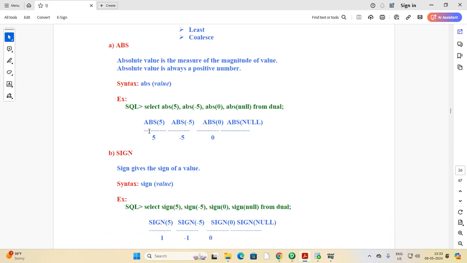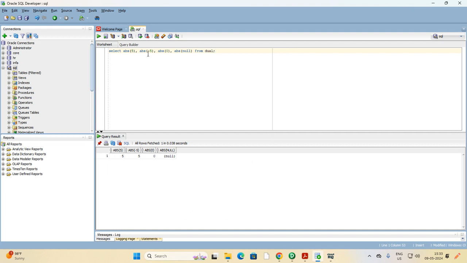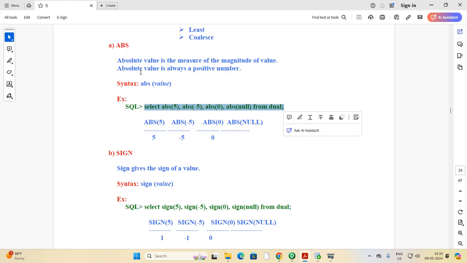So we can go for execution of this command, and we will get a clear idea about this. Look here: select ABS of 5, ABS of minus 5, ABS of 0, ABS of null. If we go here, we see absolute of 5. What will the absolute function give? Absolute value always gives a positive number. But here we have given minus 5, 0, and null.